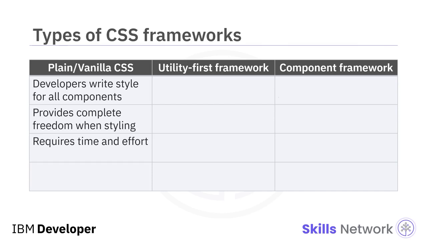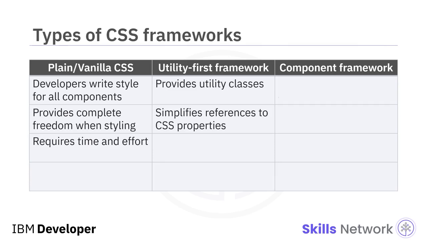An alternative to this is to use a utility framework, which gives you utility classes that scope to a single CSS property. This makes it easier to apply CSS properties directly in your HTML code, which can save a lot of time, while still giving you the freedom to style components as you wish.